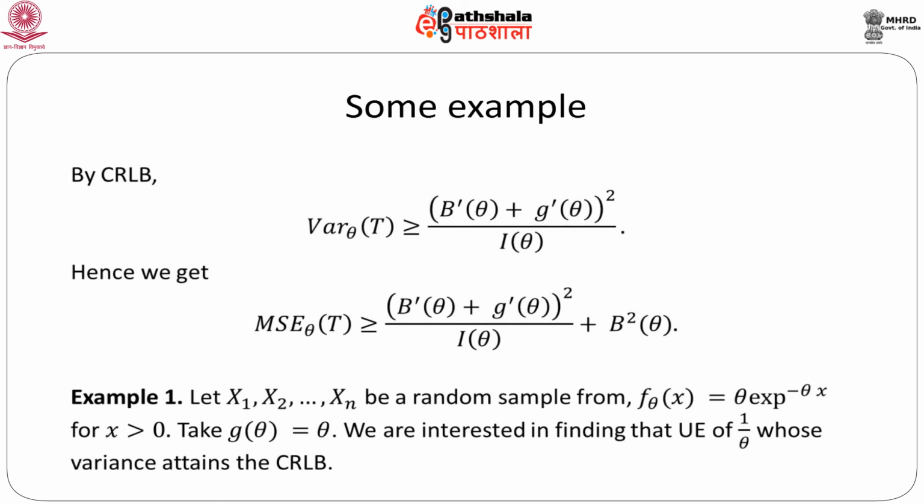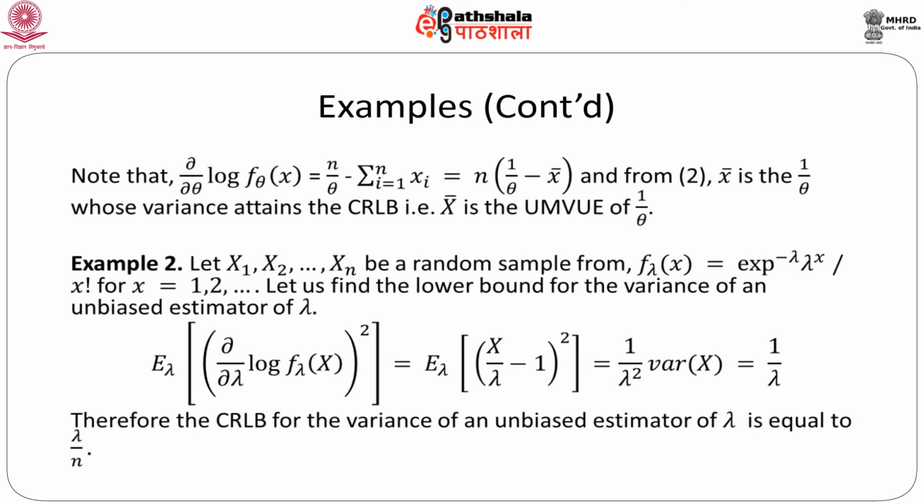Now, we consider some examples. Example 1. Let X1, X2, up to Xn be a random sample from the population f_θ(x) = θ e^{−θx}, where x > 0. Take g(θ) = 1/θ. We are interested in finding the unbiased estimator of 1/θ whose variance attains the CRLB. Note that ∂/∂θ log f_θ(x) = n/θ − Σ xi, which equals n(1/θ − x̄), and hence from condition (2), x̄ is the unbiased estimator of 1/θ whose variance attains the CRLB, and thus x̄ is the UMVUE of 1/θ.